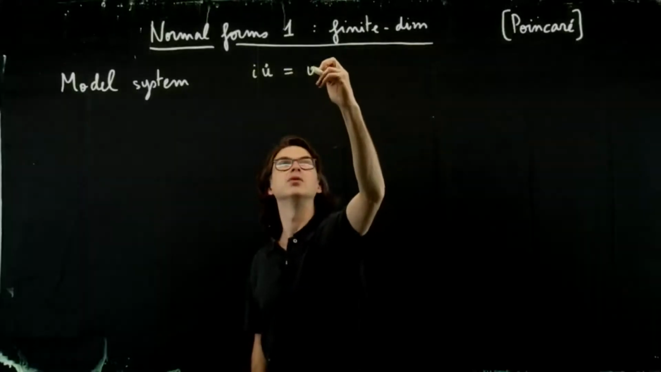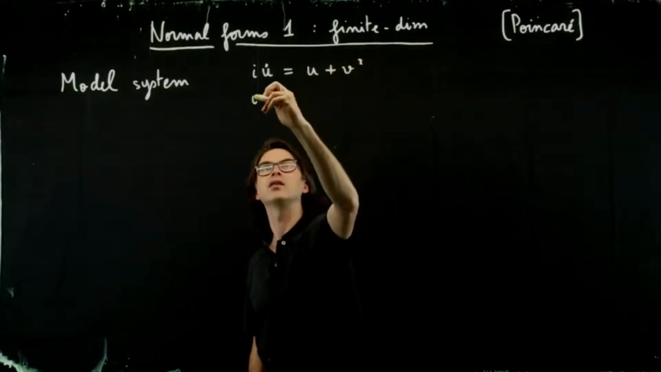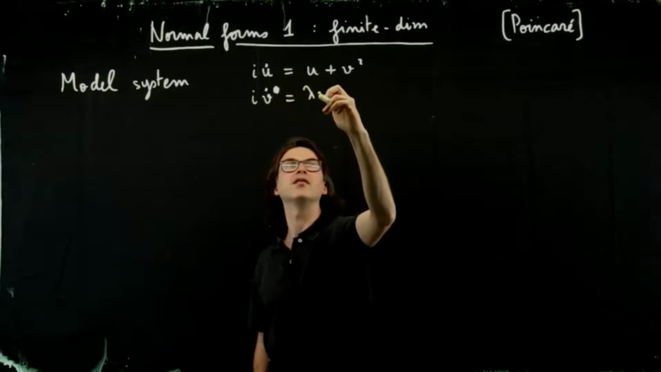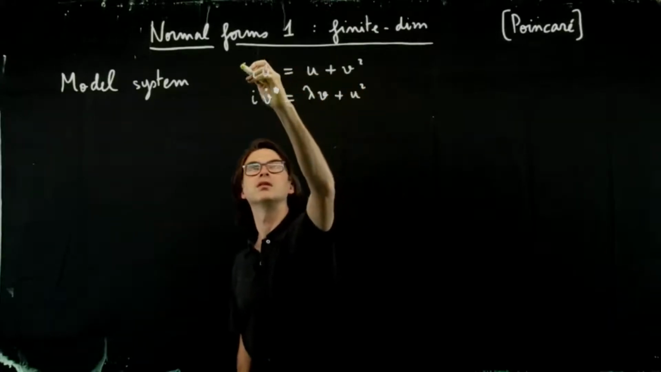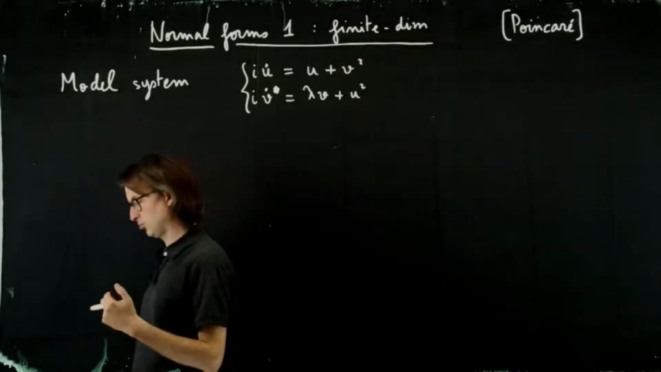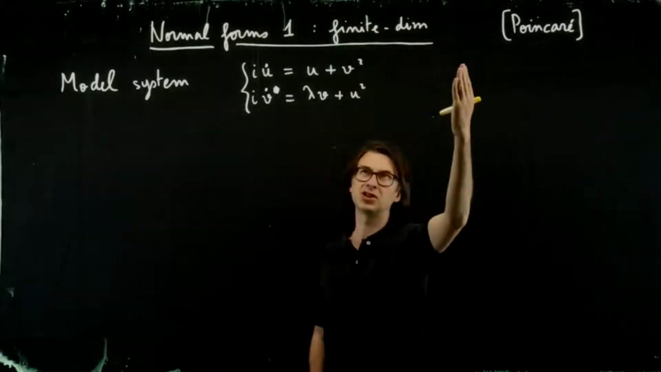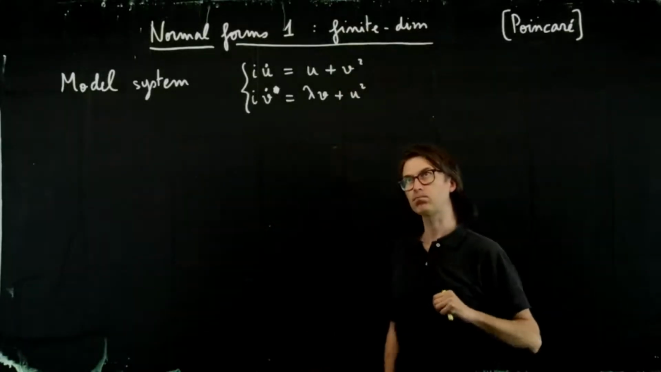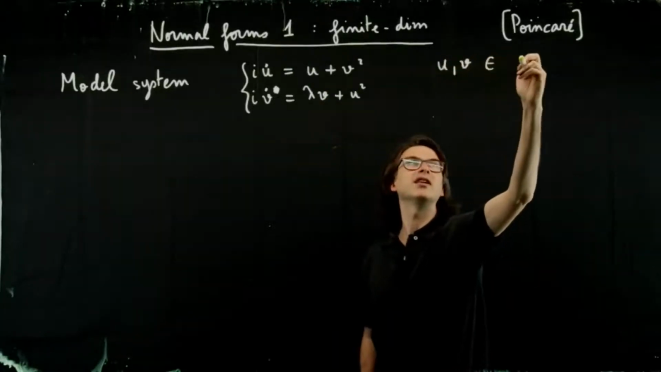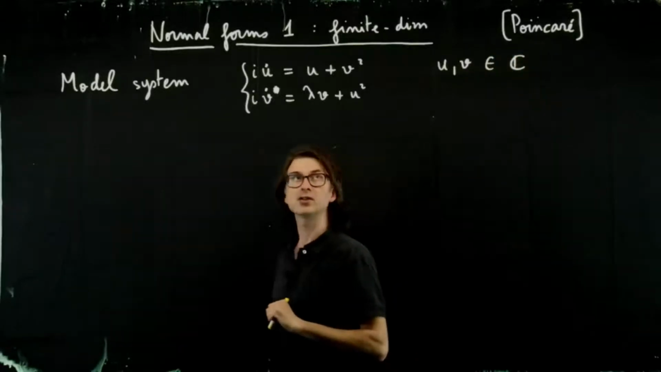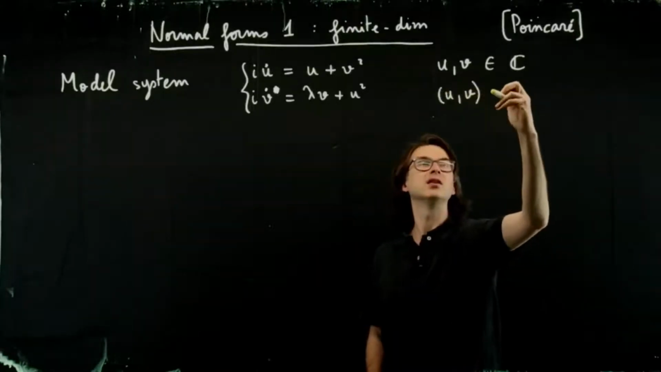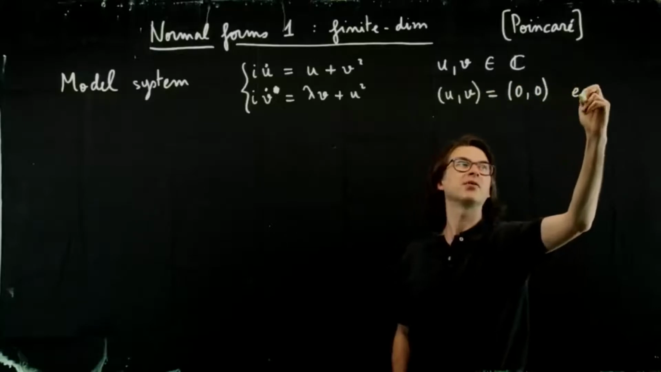U dot equals U V squared, i V dot equals lambda V plus U squared. Of course, V squared and U squared, you can think of them as just the beginning of the expansion of a more general nonlinear function. U and V are scalar valued functions. And obviously, U, V equals 0, 0 is an equilibrium.